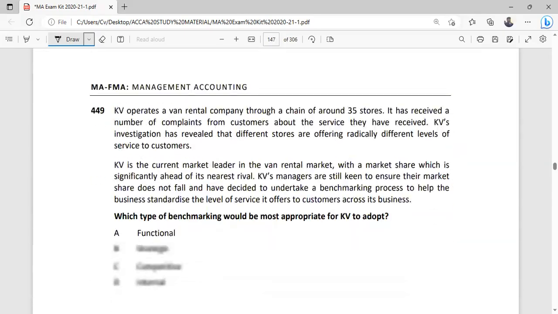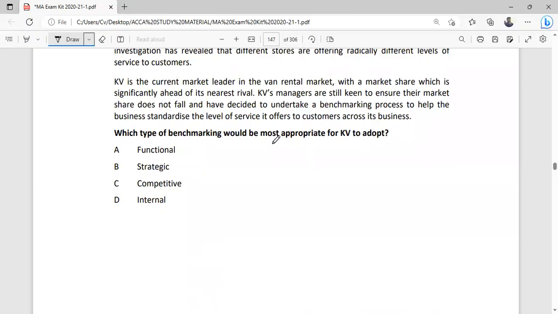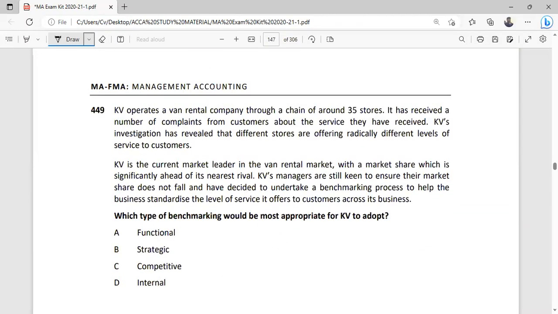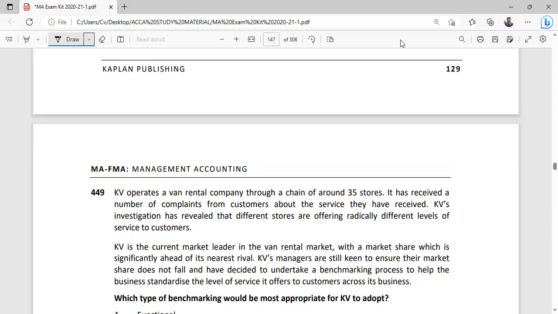So these are the MCQs. Once again, the same pattern or same definitions are used for the last one as well. So any question?